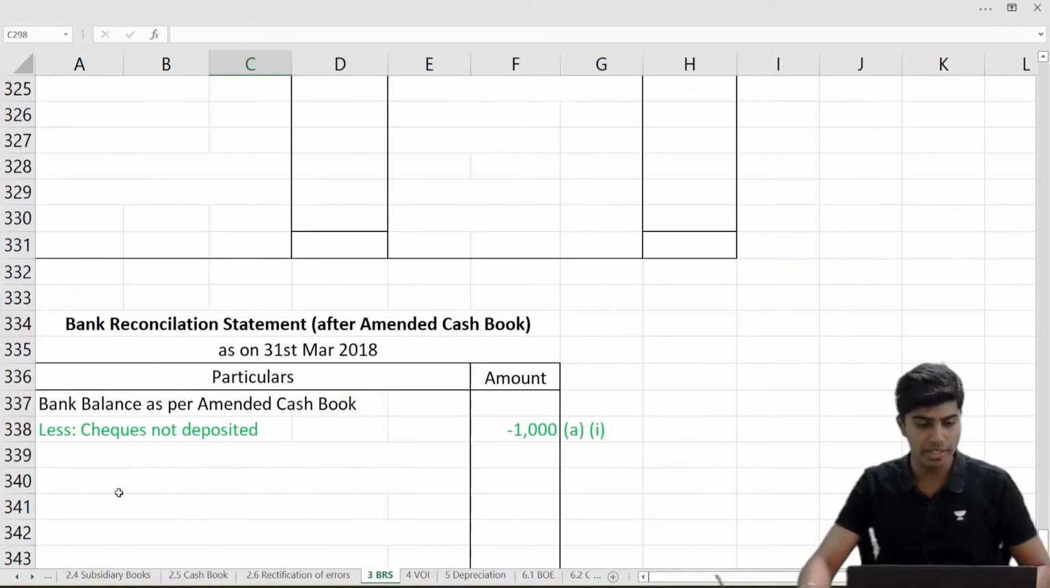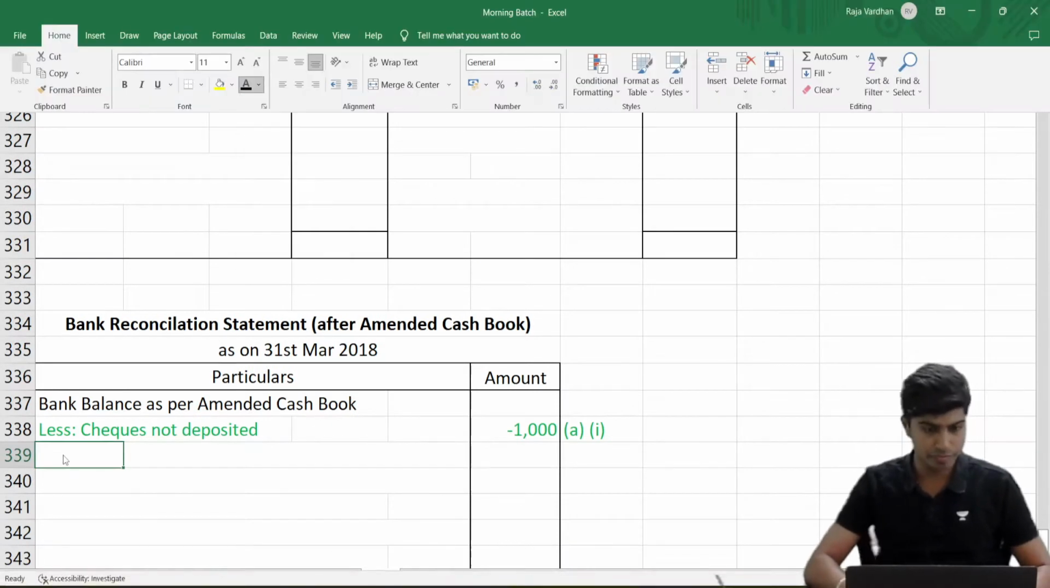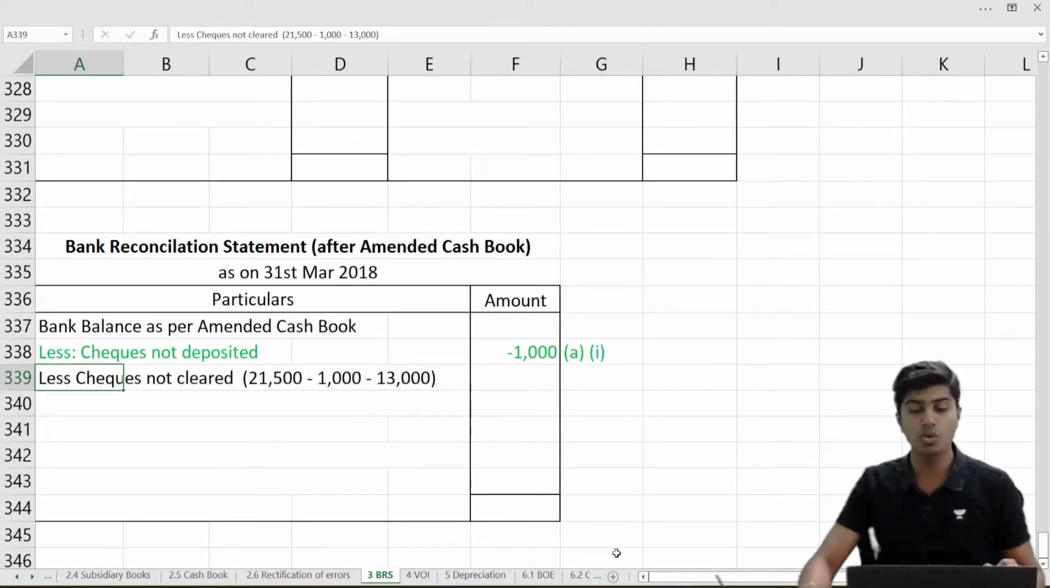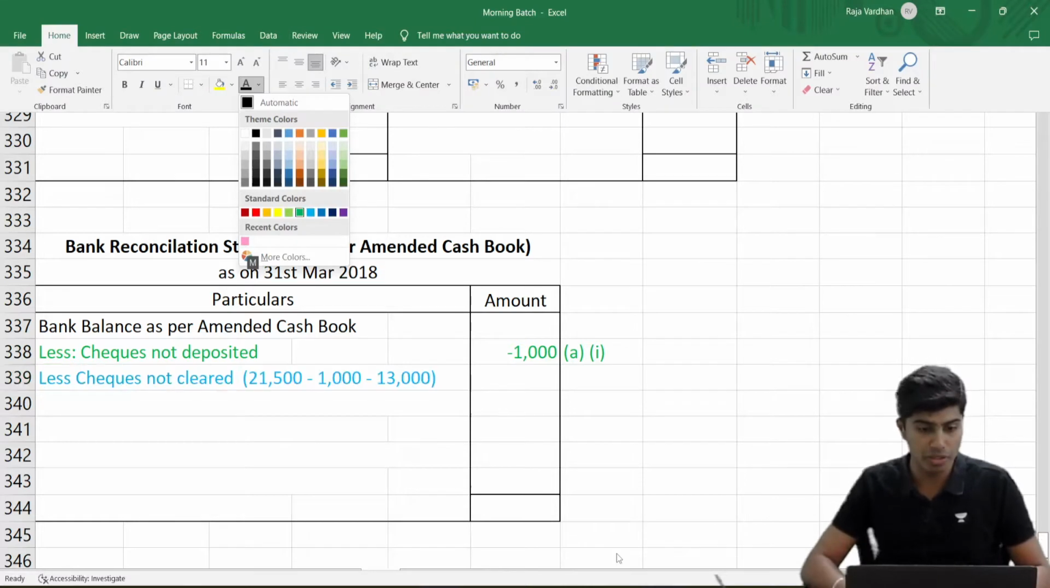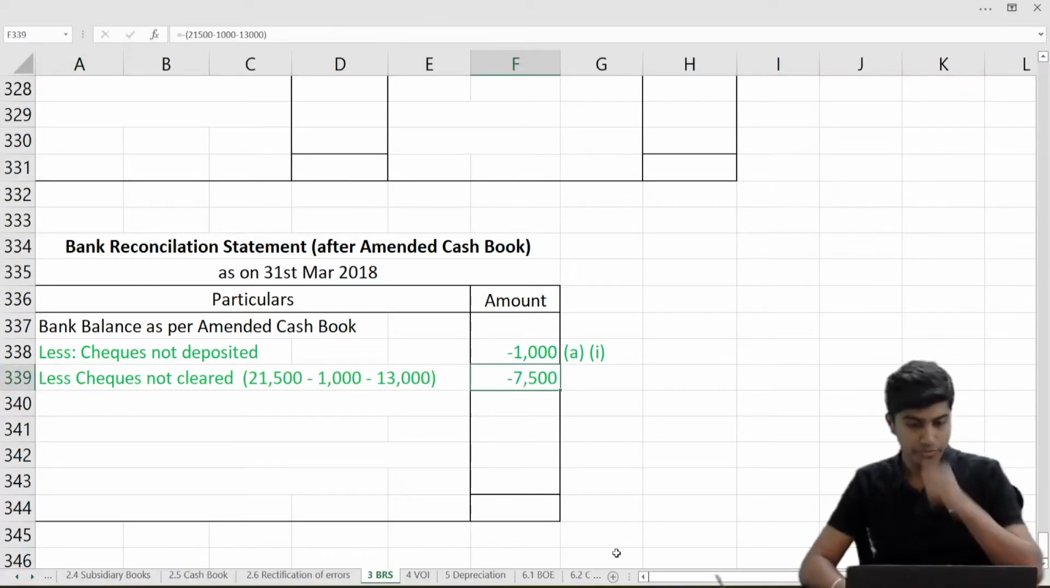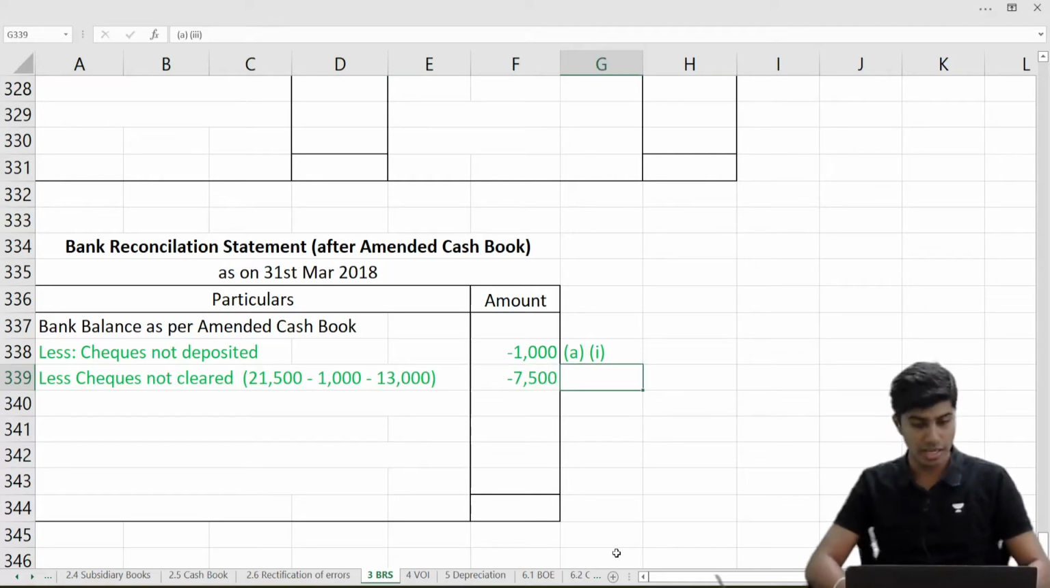In my bank reconciliation statement, I'll write checks not cleared. 21,500 is the checks received. Out of that, 1000 rupees per check is not sent to the bank. Out of the balance that was sent, 13,000 worth of checks have been cleared. The balance is the checks deposited but not cleared. How much is that? Tell me. 7,500. This is A3.